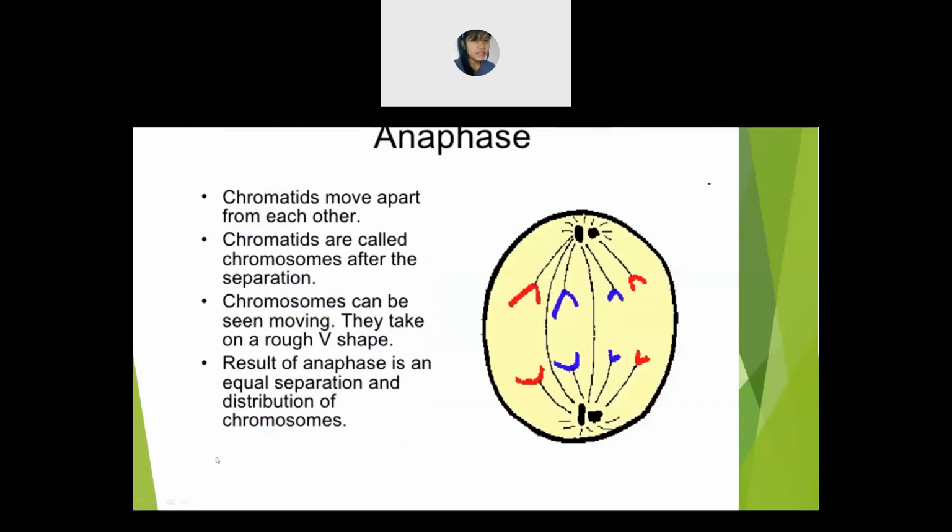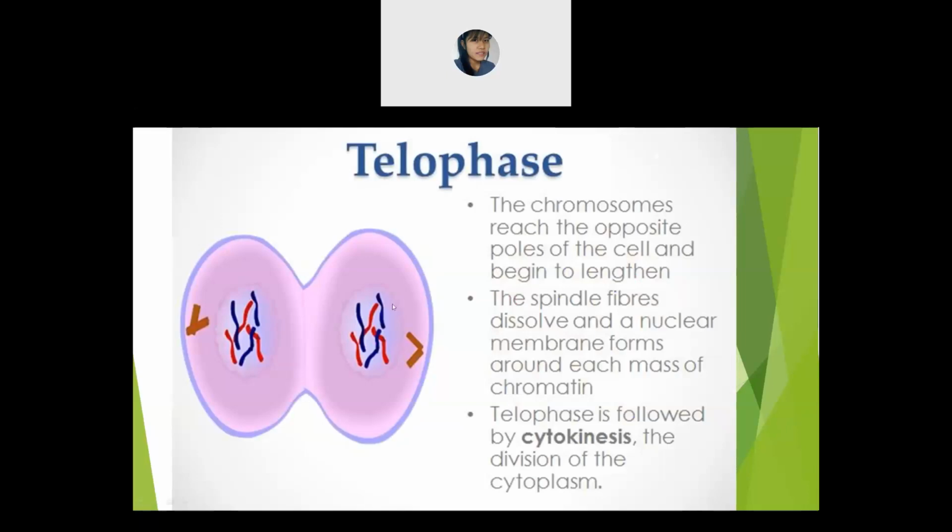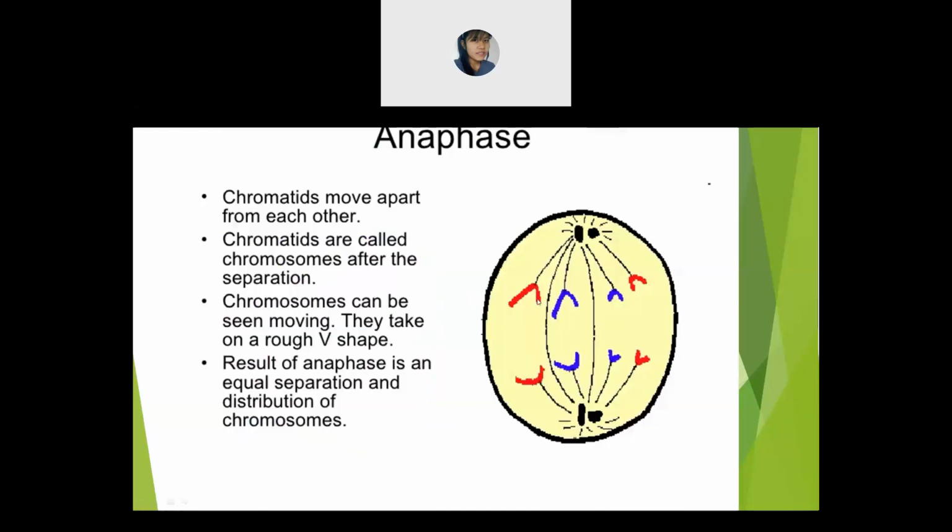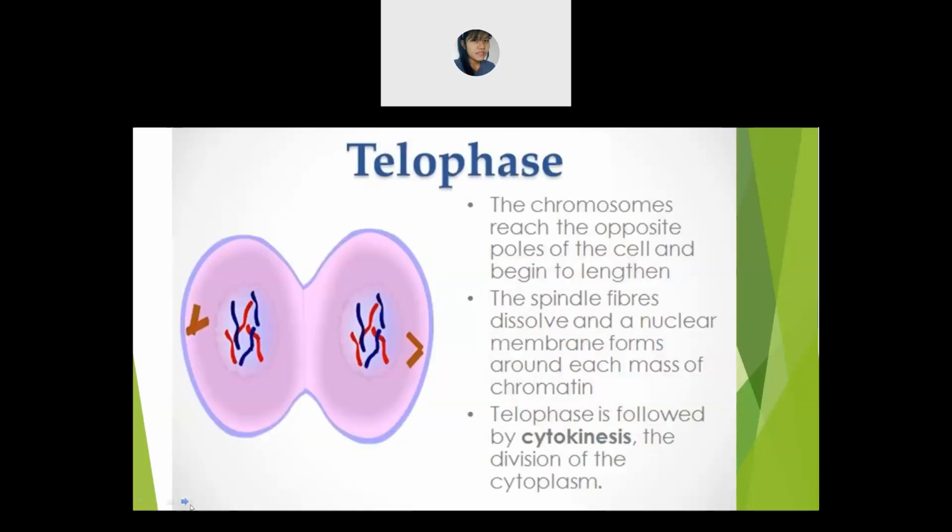And what happens here? Spindle fibers are not visible anymore. Before, they were visible, isn't it? But in the telophase, there will be no more spindle fibers. And what will you see? The nuclear membrane. It was not here in the anaphase, but in the telophase, you will start to see it. This is the nuclear membrane.